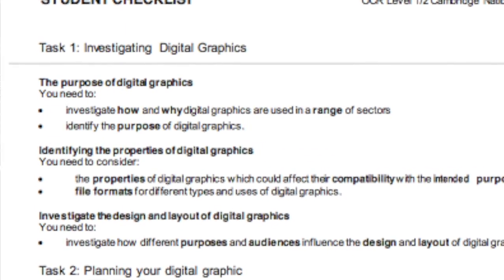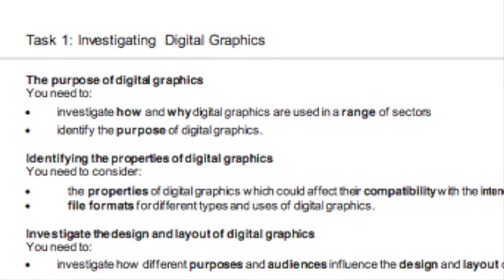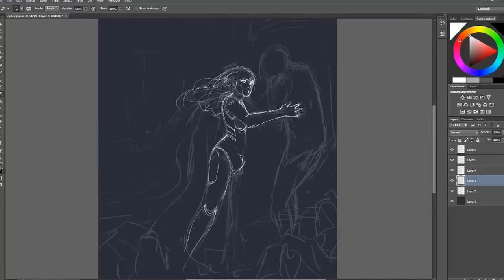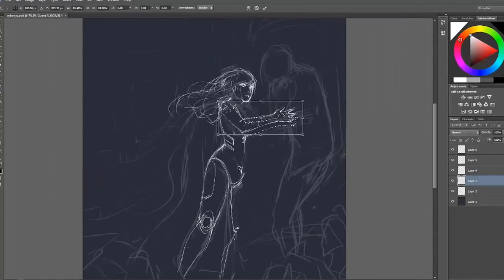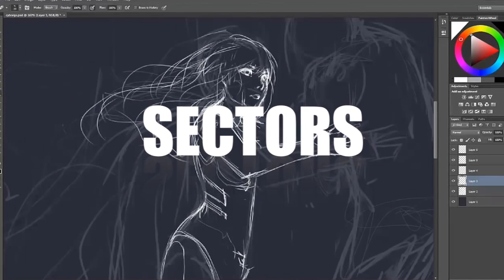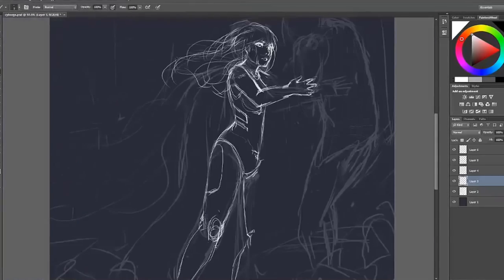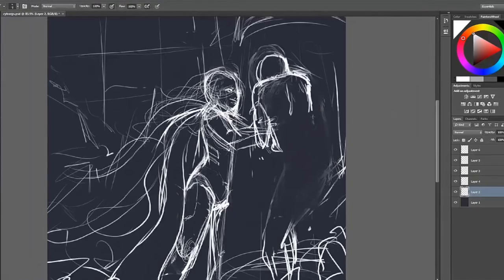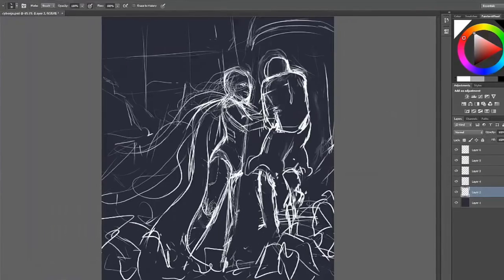Therefore, you need to consider the purpose of graphics, graphic images, and their uses. This means that the first thing you will do is investigate how and why graphics are used in a range of sectors. A sector implies a business sector and means you need to look at a variety of different businesses and people who use graphics as a regular part of their business.